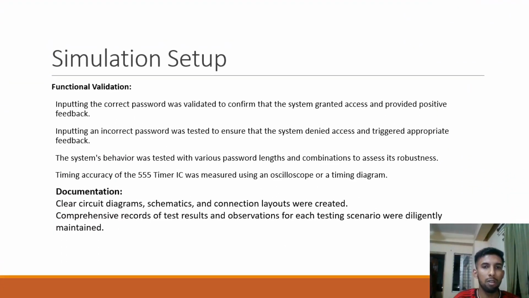The next part is about the functional validation. Inputting the correct password was validated to confirm the system granted access and provided positive feedback. On the other hand, an incorrect password was tested to ensure the system denied access and triggered appropriate feedback. The system's behavior was tested with various password lengths and combinations to assess its robustness. Timing accuracy of the 555 timer IC was measured using an oscilloscope or a timing diagram.